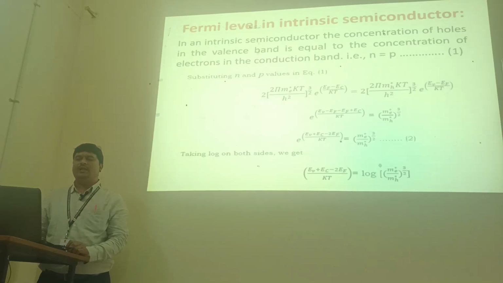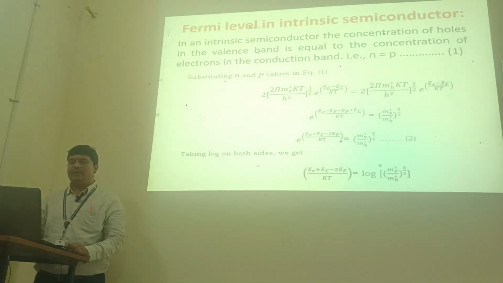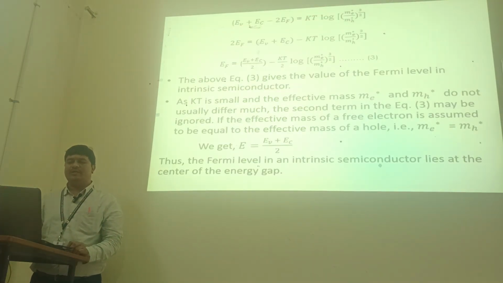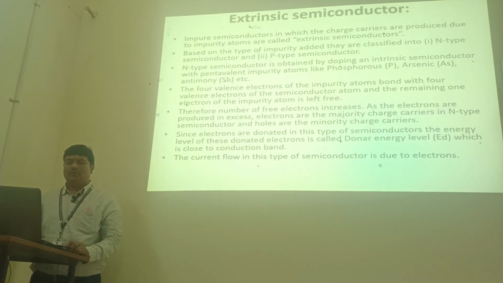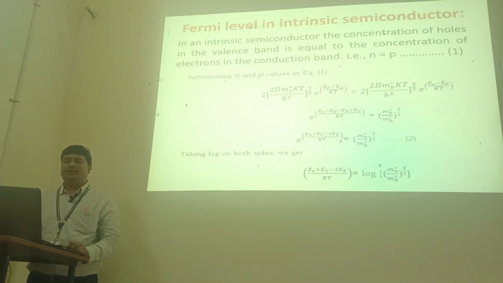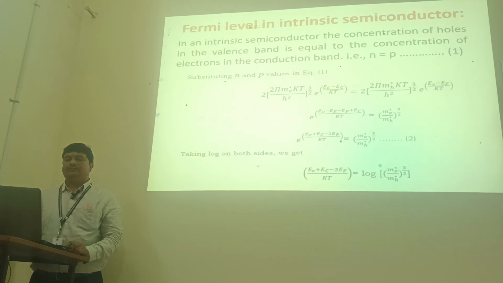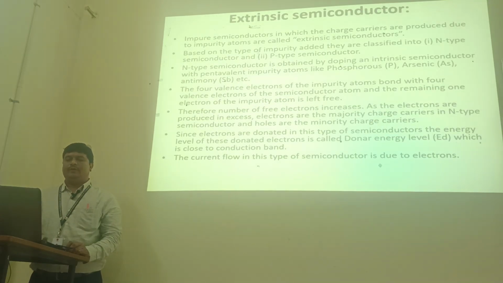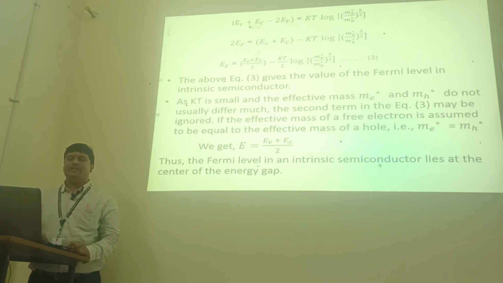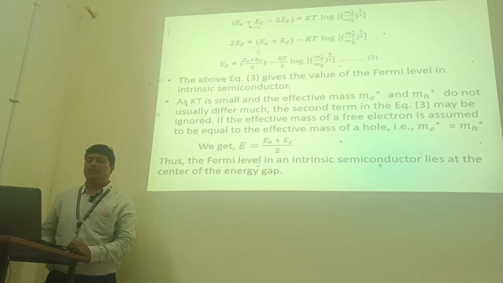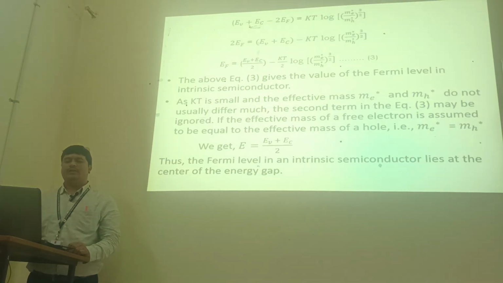Then we get the Fermi level in intrinsic semiconductor material. The Fermi energy level we get is E_F equal to (E_V plus E_C) by 2 minus (kT by 2) log (m_h* by m_e*) whole power 3 by 2.